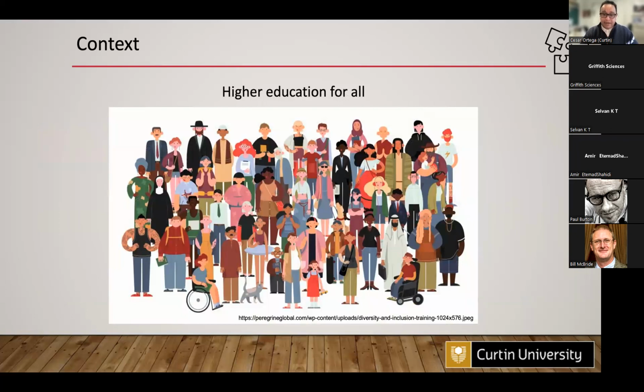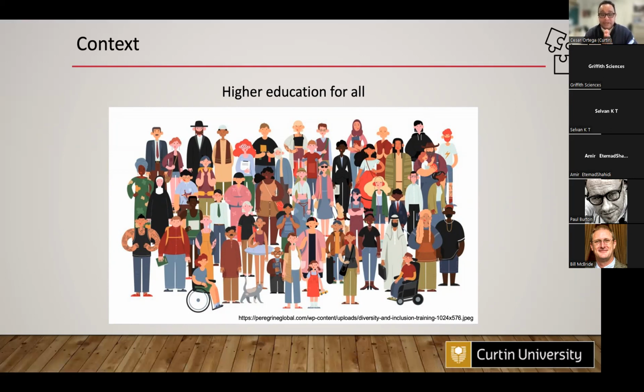Another phenomenon that has happened is that higher education, coming to university, has become very democratic. We have opened the doors to diversity of all kinds, from people with disabilities to people with different socioeconomic backgrounds. We want to make university education accessible for all. And that's fine, right? That's excellent.